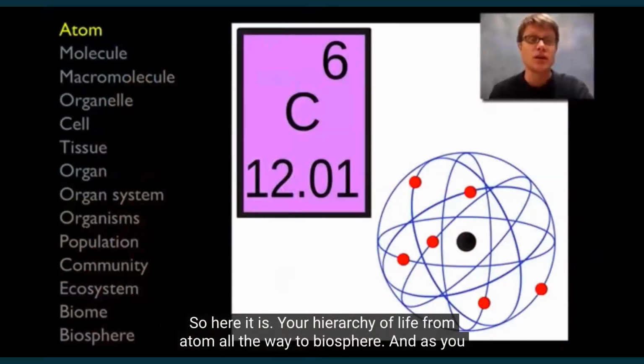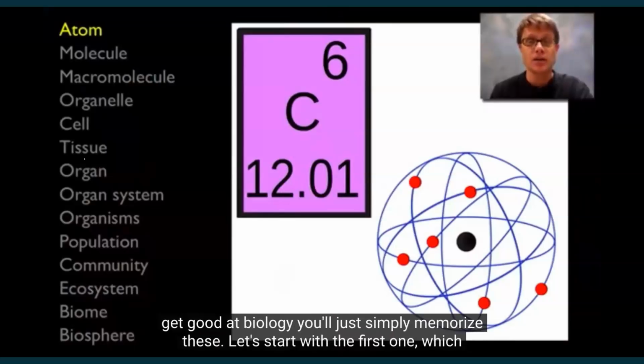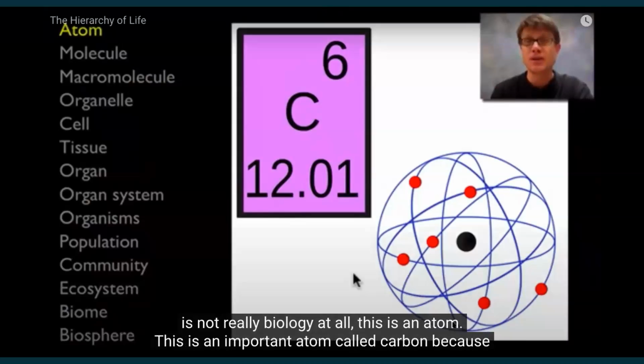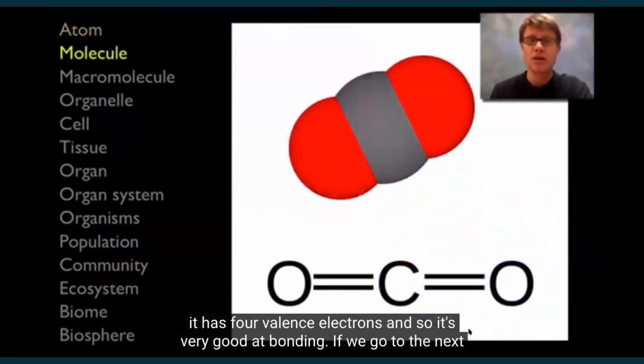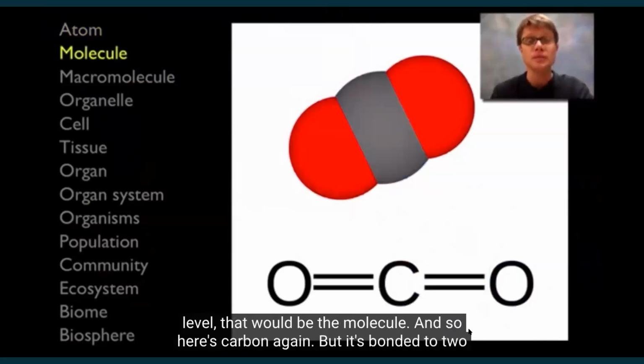So here it is, your hierarchy of life from atom all the way to biosphere. And as you get good at biology, you'll just simply memorize these. Let's start with the first one, which is not really biology at all. This is an atom. This is an important atom called carbon, because it has 4 valence electrons, and so it's very good at bonding. If we go to the next level, that would be the molecule.